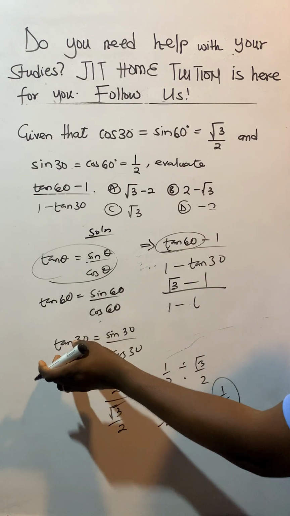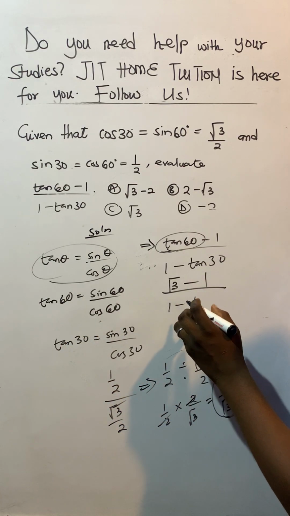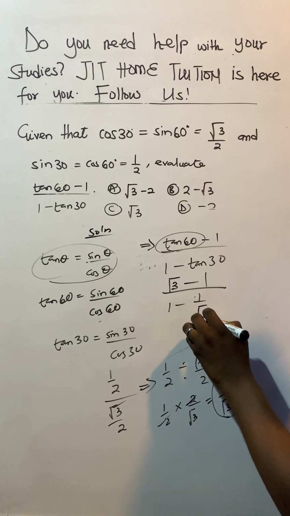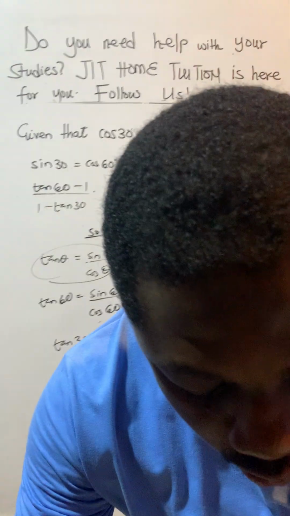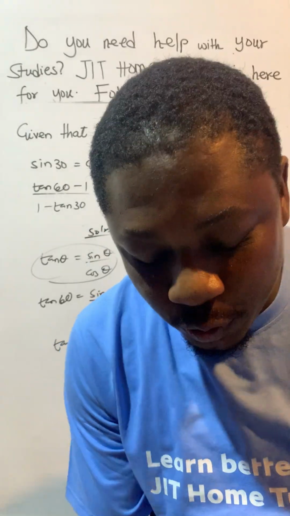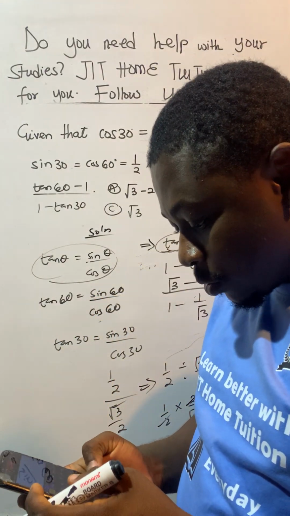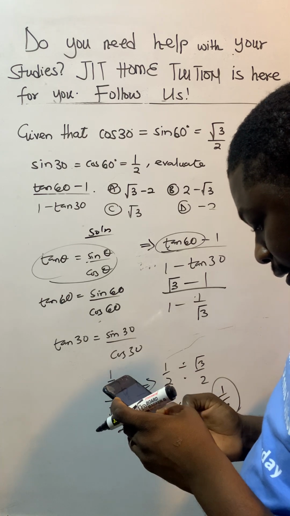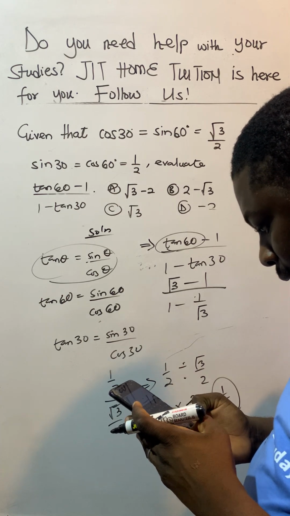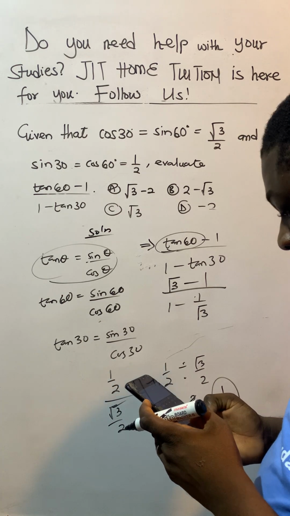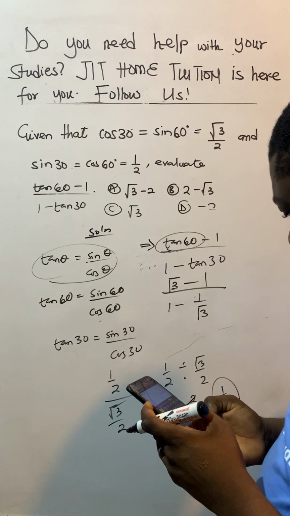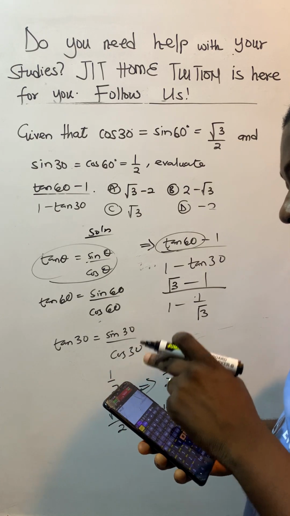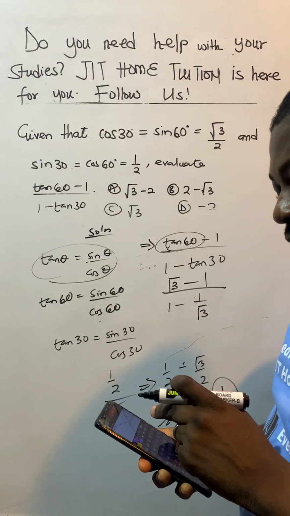The tan 30 that we just did is now equal to 1 over root 3. Just so we are sure before we move on, what is tan 30? Let me use the calculator. Alright, so tan 30 is giving us root 3 over 3.